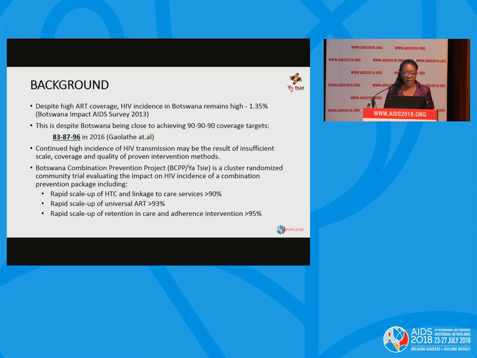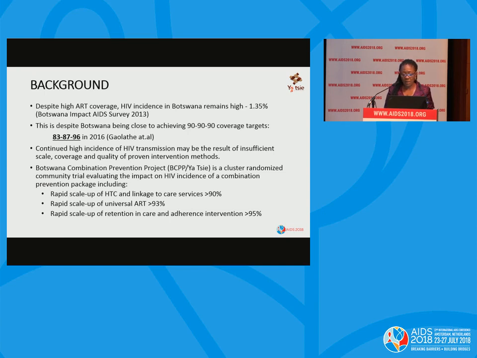Despite high ART coverage, HIV incidence in Botswana remains high at 1.35%. And this is despite Botswana being close to achieving the 90-90-90 coverage targets. Continued high incidence of HIV transmission may be the result of insufficient scale, coverage, and quality of proven intervention methods.